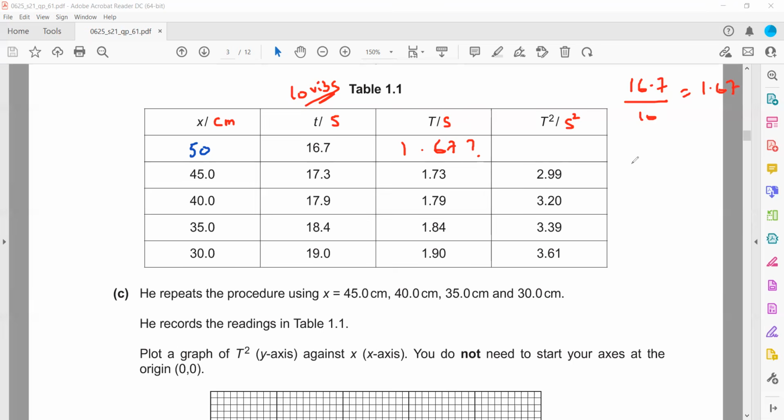And T square. T square means time period squared. So what is the time period squared? We just square 1.67. All the answers are in three significant figures. So 1.67 squared comes out as 2.78 or 2.79. This is 2.79 seconds squared. So when they ask for the column heading, it means you have to complete the units.